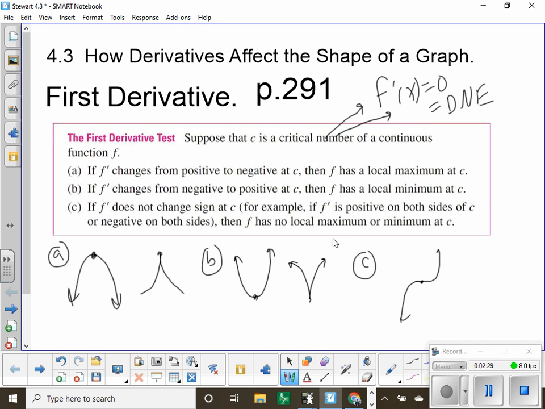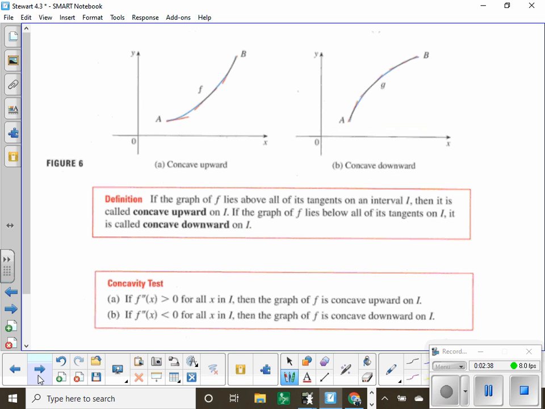So we take the derivative, set it equal to 0, or look for where the derivative doesn't exist, and we examine those points and look for sign changes is what we're doing with that. Then concavity is where the second derivative.